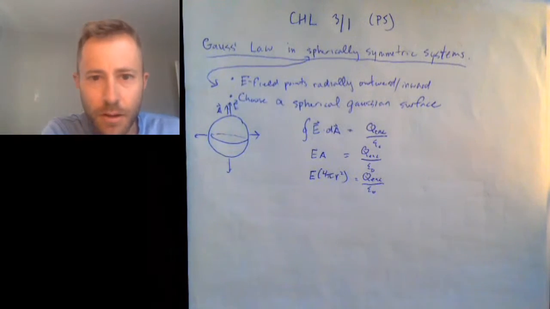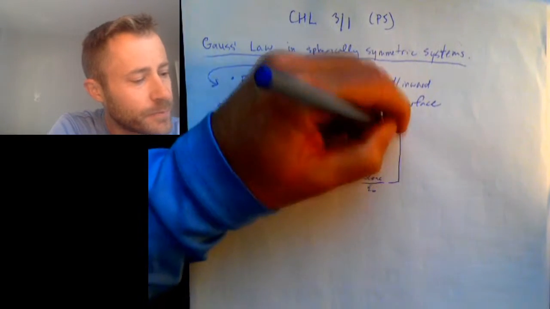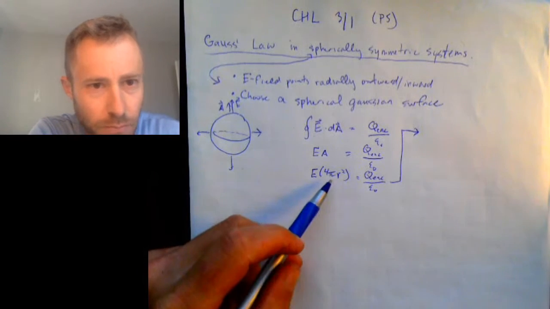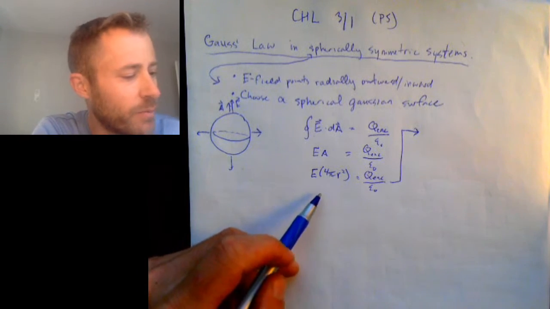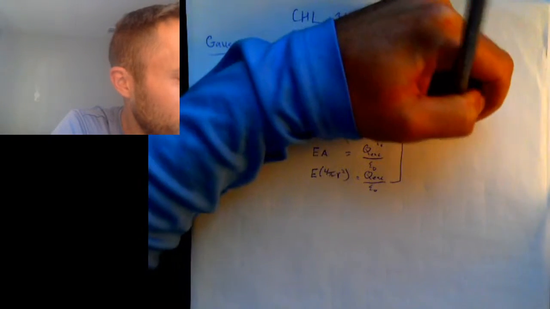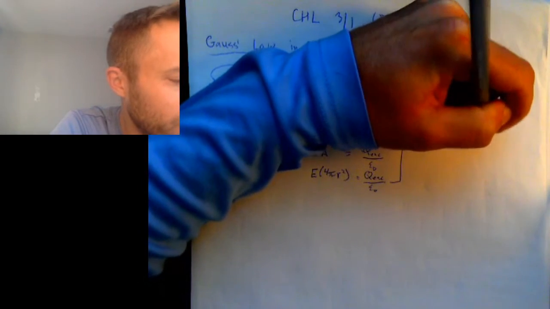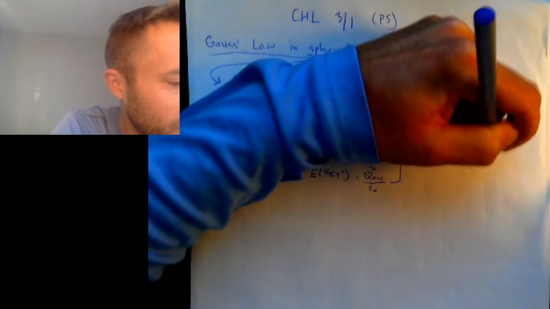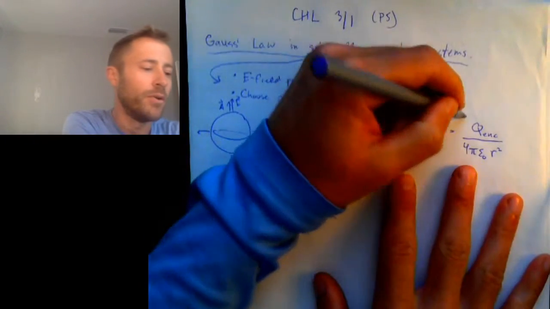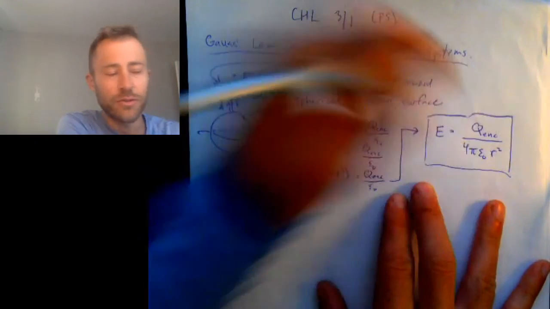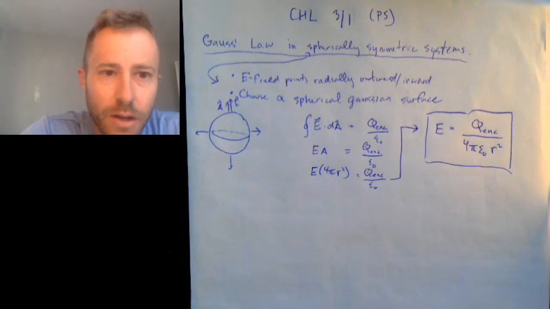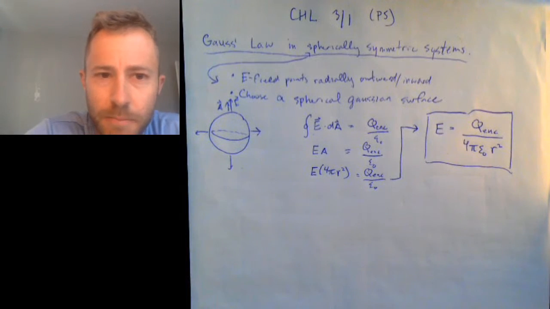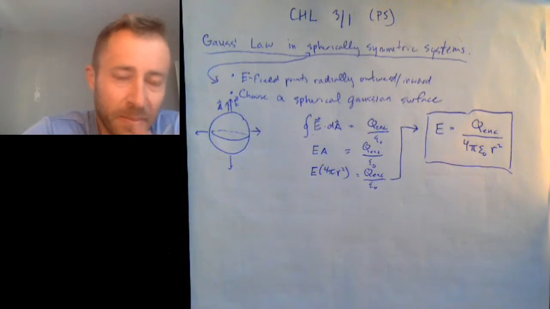All right. So, we can divide both sides by 4 pi r squared, and we get that the electric field is charge enclosed over 4 pi epsilon naught r squared. Boom. So this is what Gauss's law gives us if we have a spherically symmetric system. Okay? So there you have it.